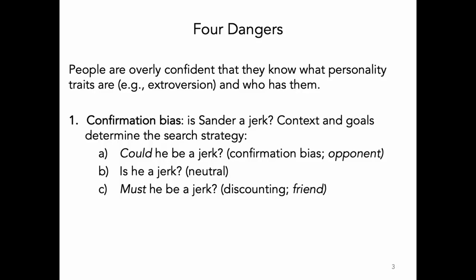Now, if we had no particular stake, if we were neutral, maybe we ask a question like, is he a jerk? But if we were a friend of Sonder's and we were trying to find evidence that would make them look better, and this can be unconscious, without any deliberate intentions, we might be asking a different question, something like, must he be a jerk? And then you find a bunch of evidence, and you find some evidence he's a jerk, but you also find some evidence that he was good to people when he didn't need to be. And so you conclude overall he's not a jerk.